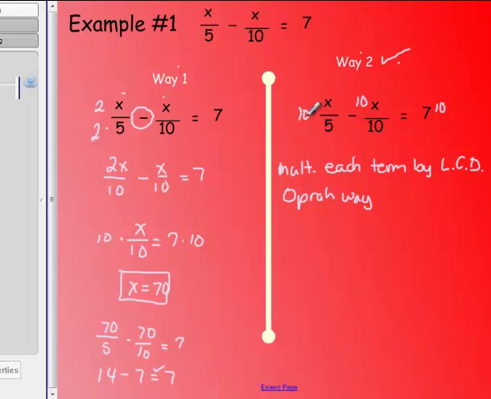What happens here is this denominator can cancel out with this, and we're left with 2x. This denominator can cancel out with this, and we're just left with x. And then we're left with 7 times 10, which is 70, and notice we get our same answer.